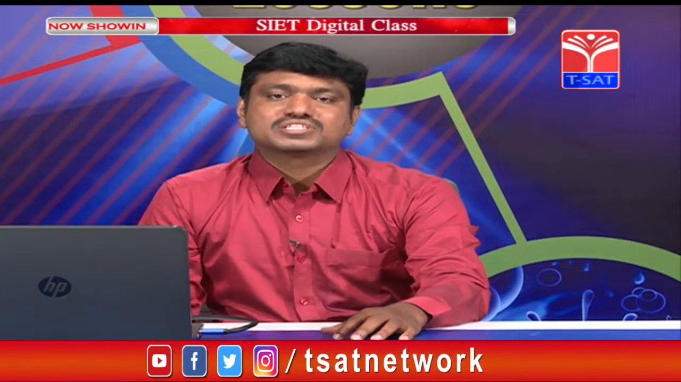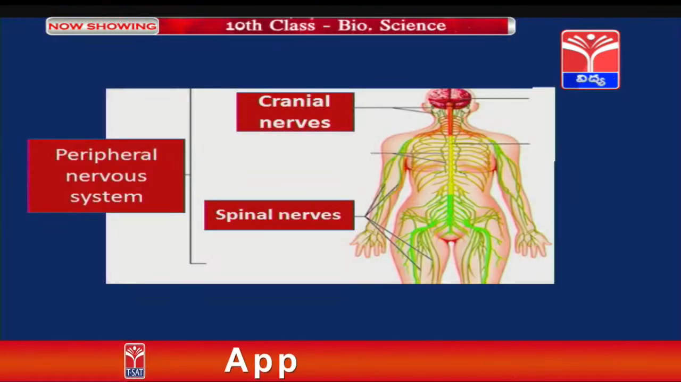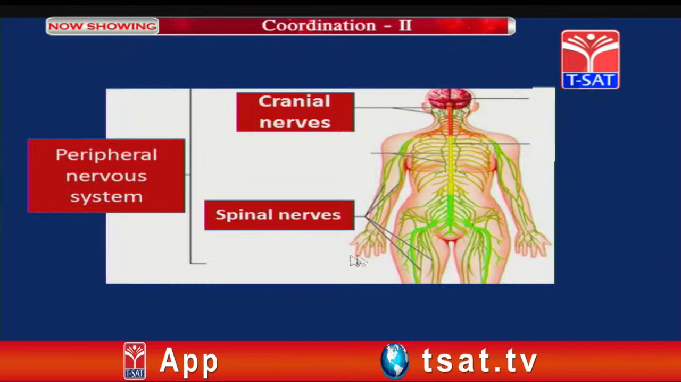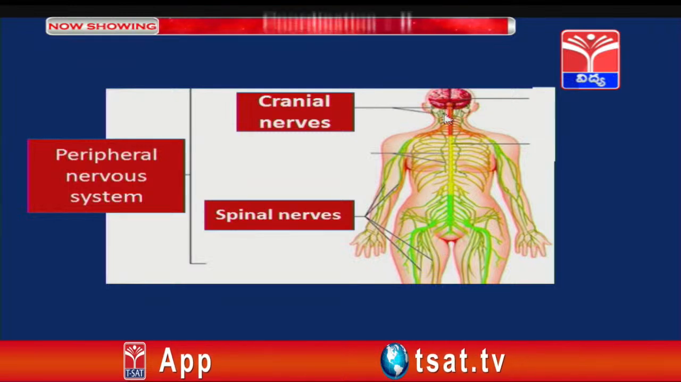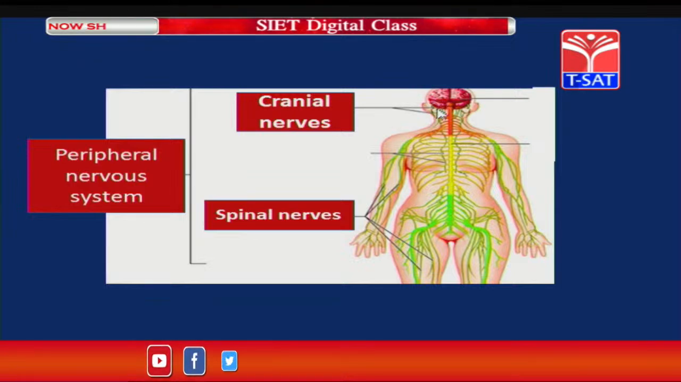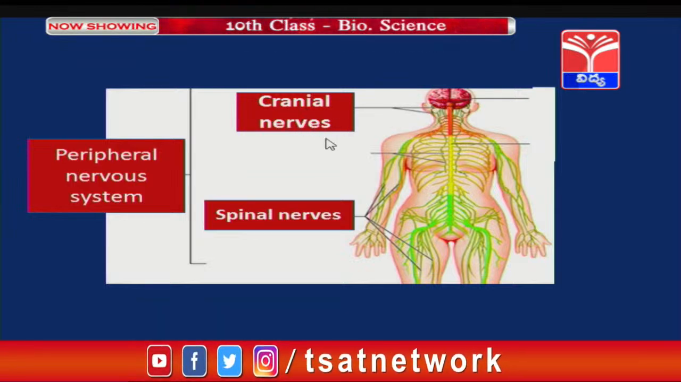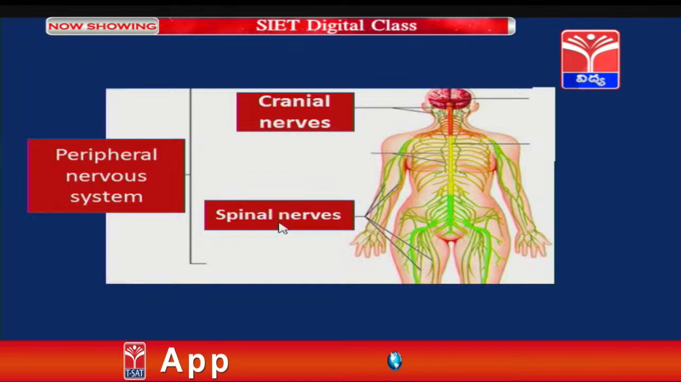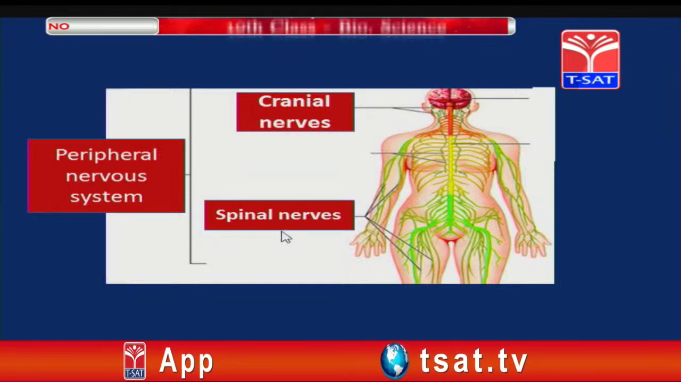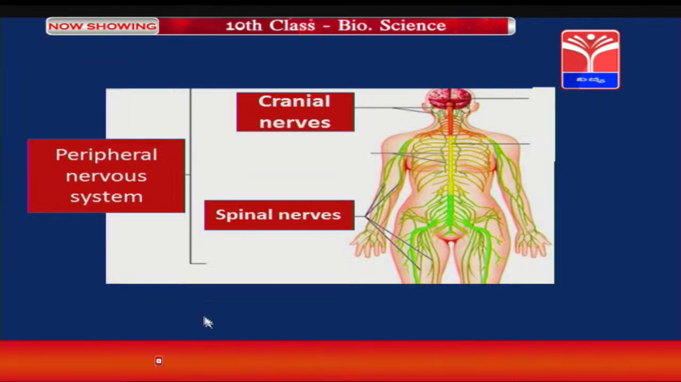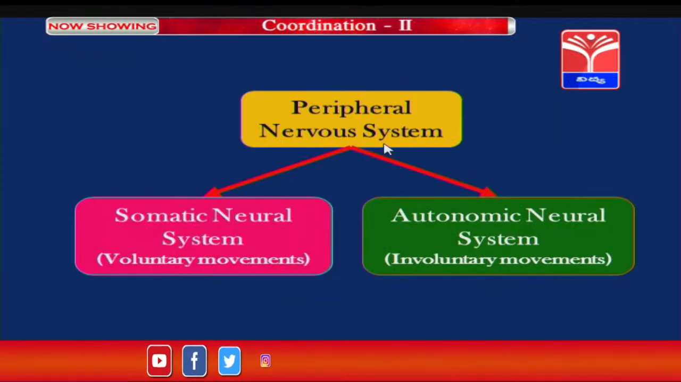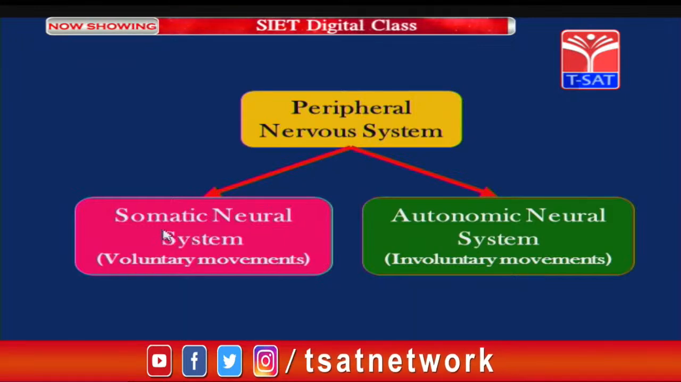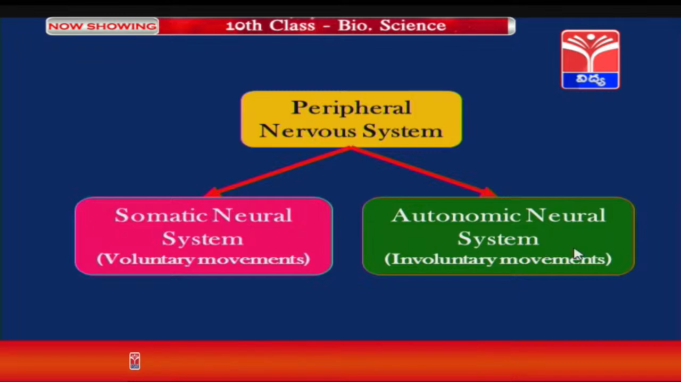This is the picture showing the cranial nerves and spinal nerves. Cranial nerves emerge from the brain. Students, look at this picture showing the cranial nerves as well as spinal nerves. The cranial nerves are associated with the brain, or they are originating from the brain. There are 12 pairs of cranial nerves, and these are the nerves originating from the spinal cord, called spinal nerves. So, both cranial nerves and spinal nerves together are called the peripheral nervous system. The peripheral nervous system is distinguished into two divisions: somatic neural system and autonomic neural system.